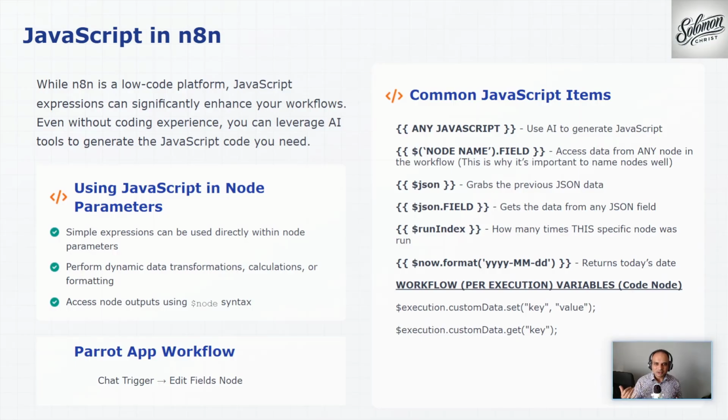So there are a few common JavaScript items that will go really, really far inside of n8n. So here we go. The first one is if you put in the double braces in any of your actual items as an expression, you'll be able to write any JavaScript code you want. So anything you want, you can actually put inside of there as JavaScript, and it'll usually convert it.